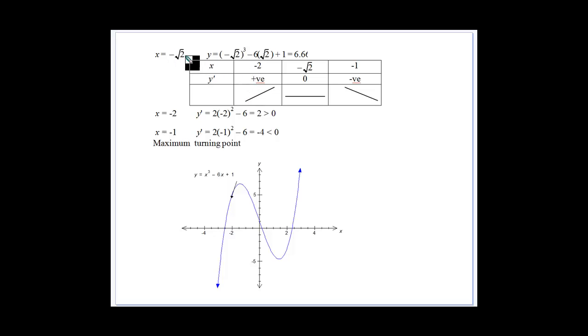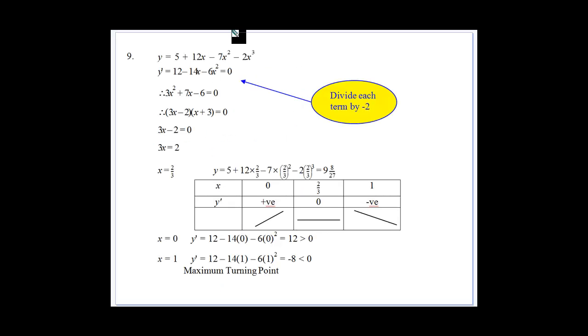And when it's minus root 2, well, we get 6.66. So again, we test before. So test minus 2 and minus 1. We see our curve has got a positive gradient, then a negative gradient, which means it's a maximum turning point. So then there's our curve when we draw it up. So maximum turning point here, minimum turning point there.